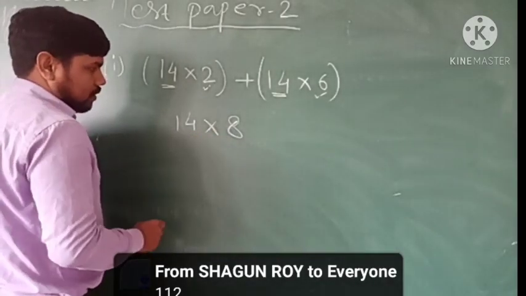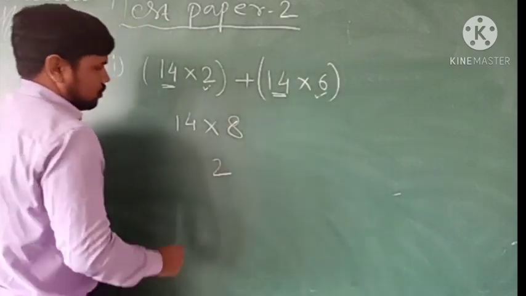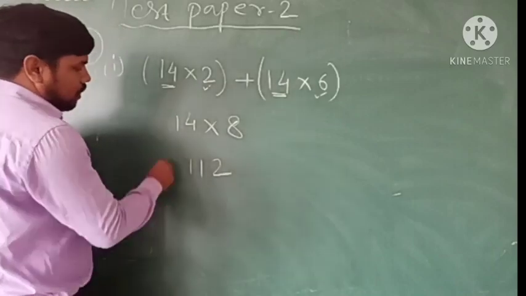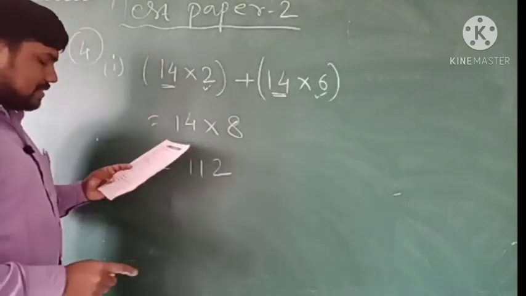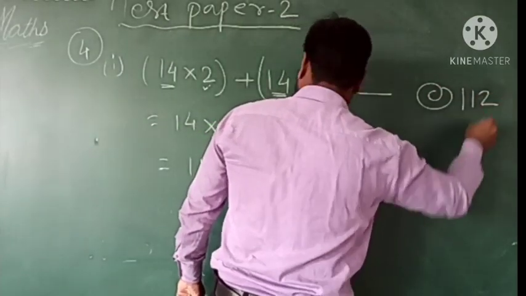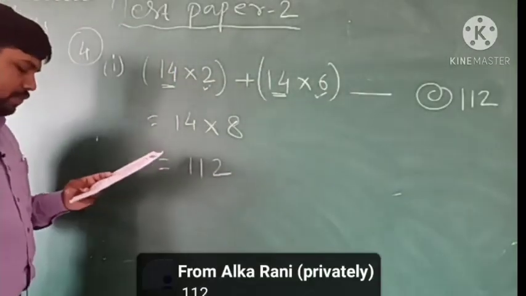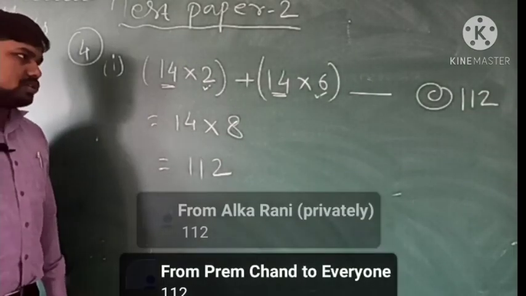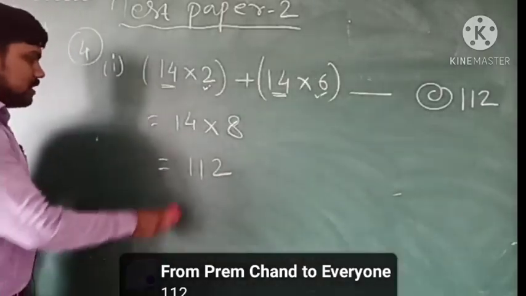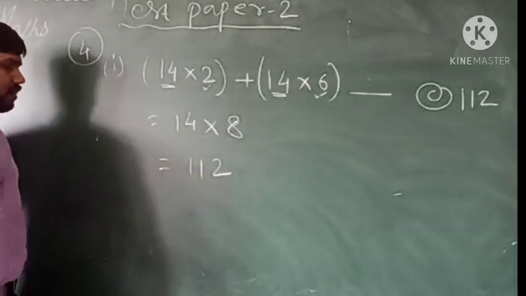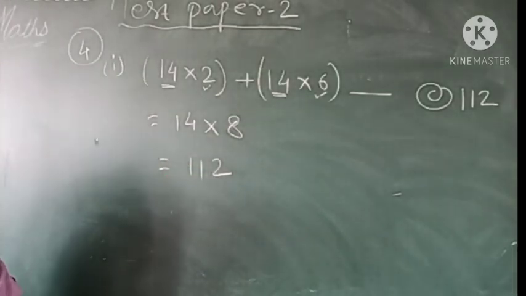14 times 8 maybe 112. 8 4s are 32, so 2, 3 carry. 8 1s are 8, plus 3 is 11. So 112. That means in option number C we have 112, so the first one will match with C, 112. This is the explanation: we have added these two, and after adding we have just multiplied. Okay, understood? Yes, 112, whoever had the answer correct.